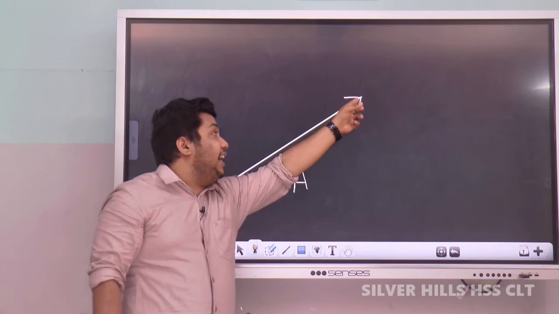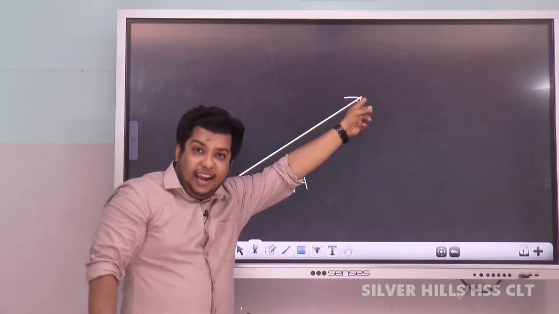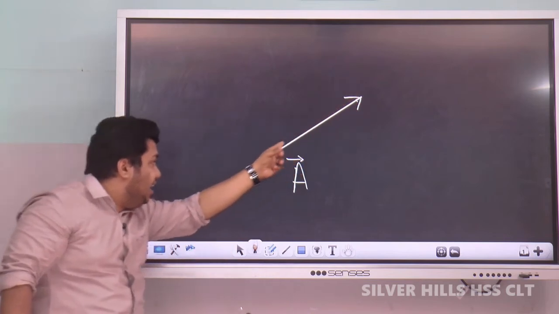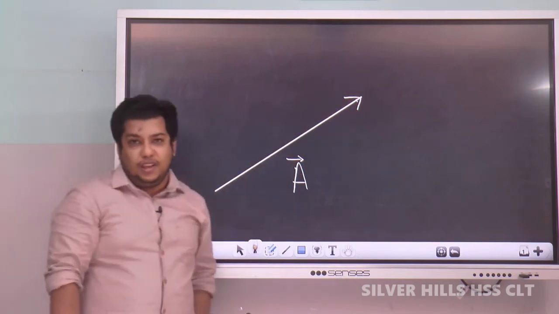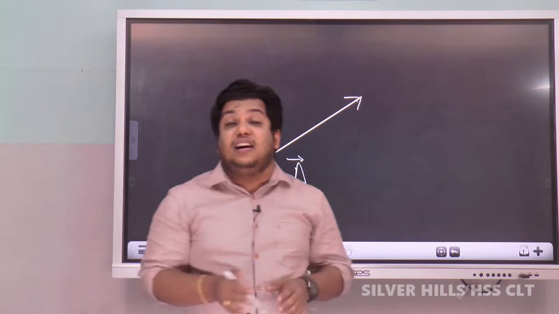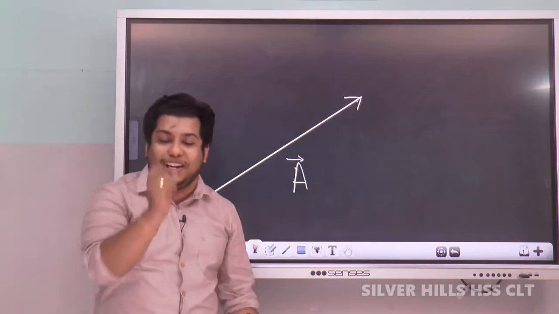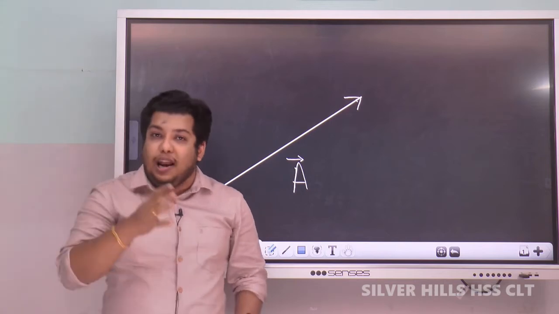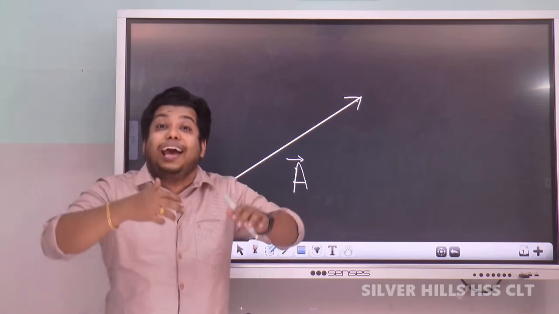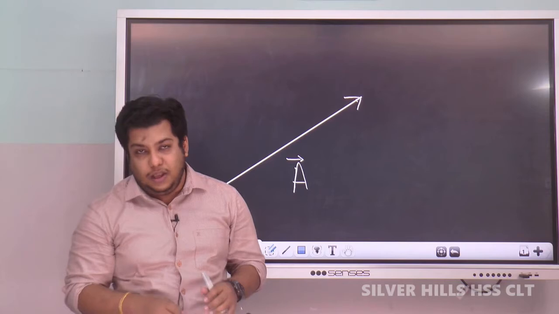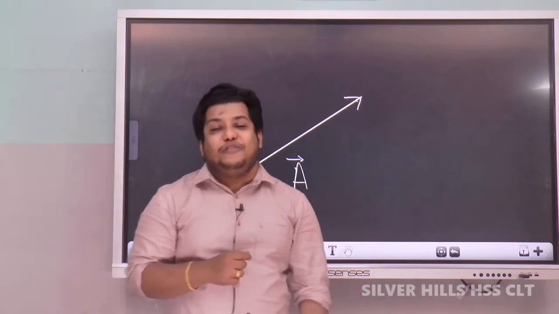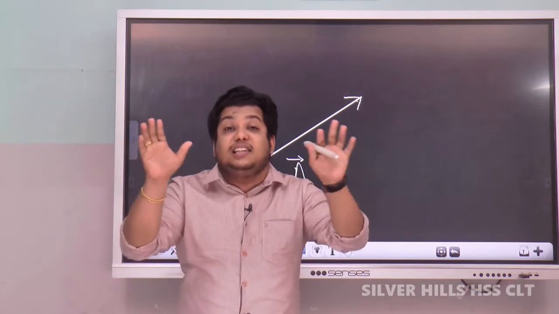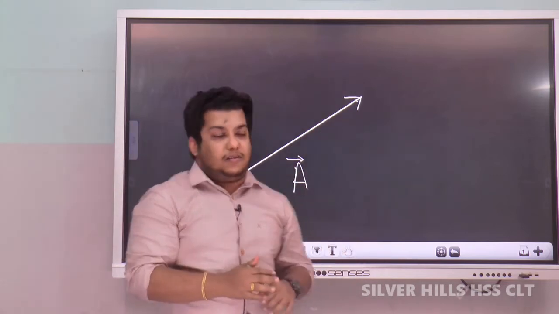And this is the head. Head represents the direction of the vector and the tail represents magnitude. This is called the graphical representation of a vector. Okay, so graphical representation is over. Now we are going to discuss how we can classify vectors, the different types of vectors.